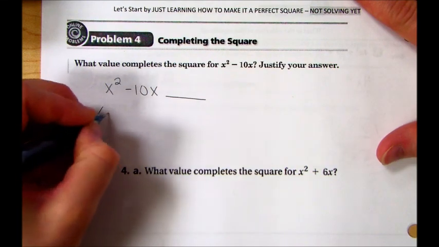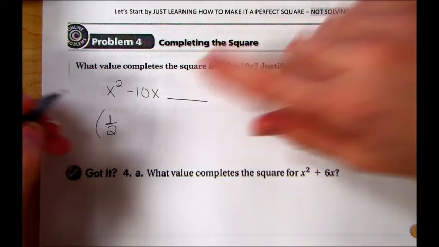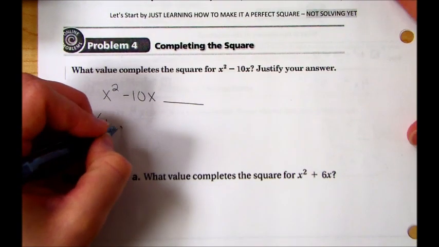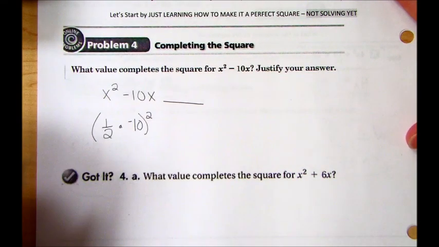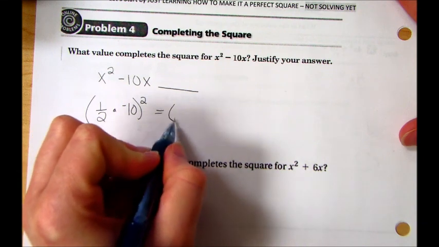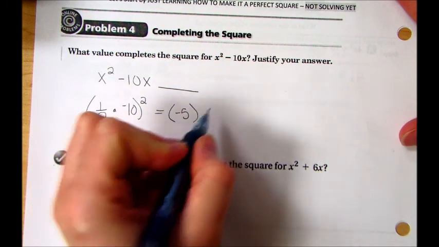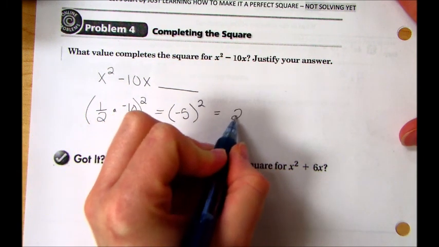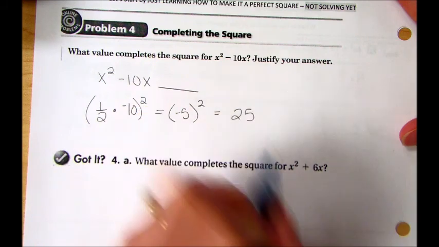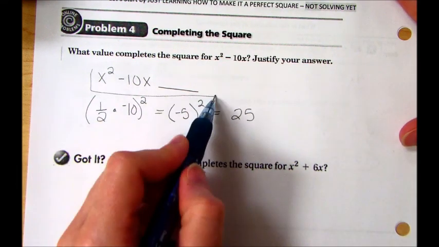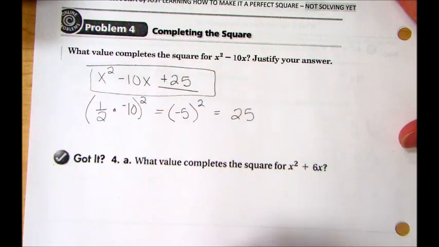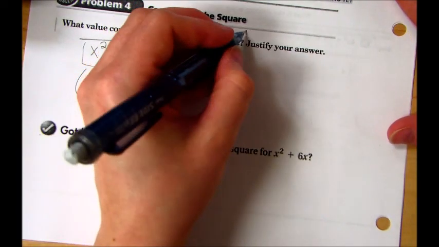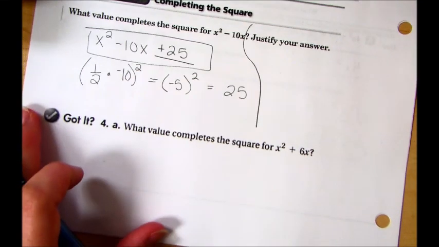You take 1/2 of this b value, so 1/2 of negative 10, and you square that answer. So 1/2 of negative 10 is negative 5. You square that answer to get a positive 25. So in order to complete this as a perfect square, you would need to add 25 to it. Now you might be wondering, okay, why? How does that complete a square?